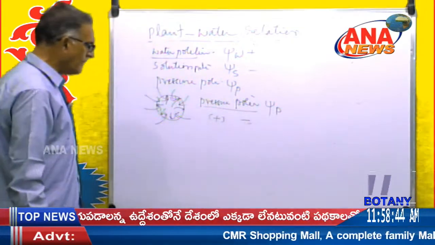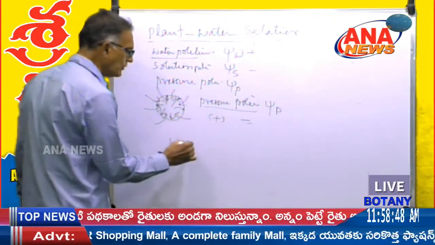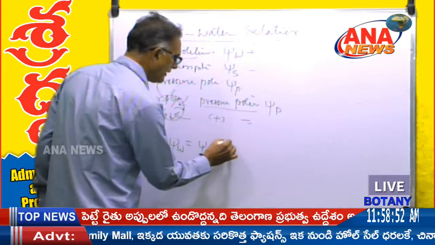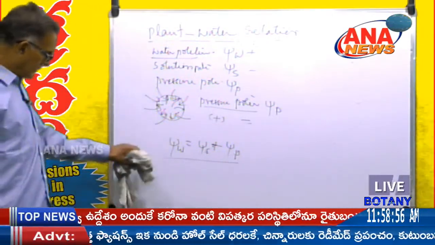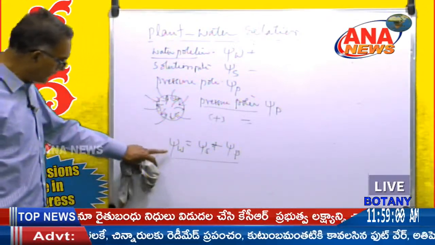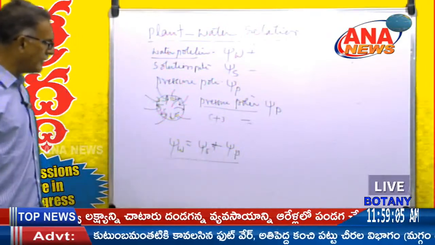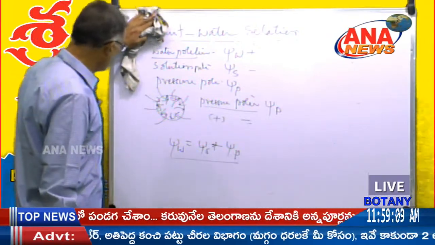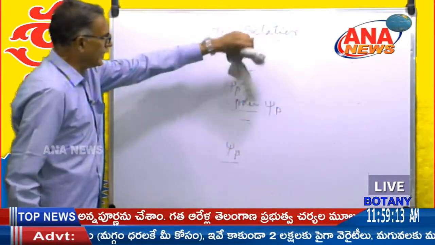So in a system, at constant temperature and atmosphere, the water potential is always equal to the solute potential plus the pressure potential. This is today's topic. So once again I will explain.